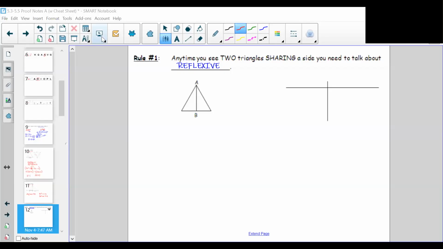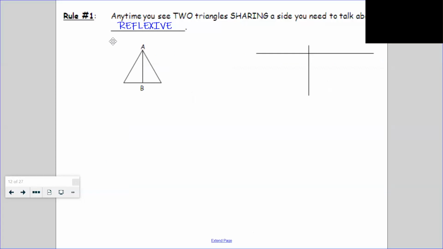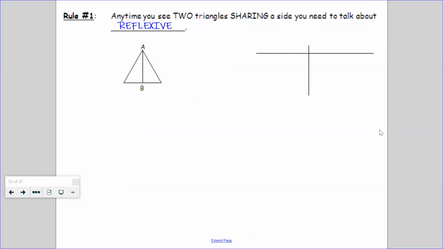Okay, so as you take a look at this cheat sheet, the first one, we've got rule number 1. This is one that we've already talked about a little bit, but anytime you see two triangles sharing a side in your picture, also if they're sharing an angle, you are going to talk about the reflexive properties somewhere in your proof.